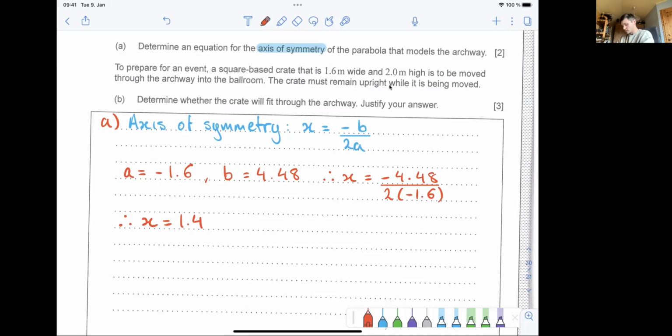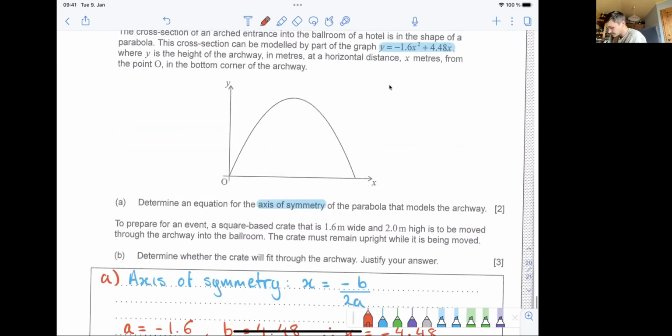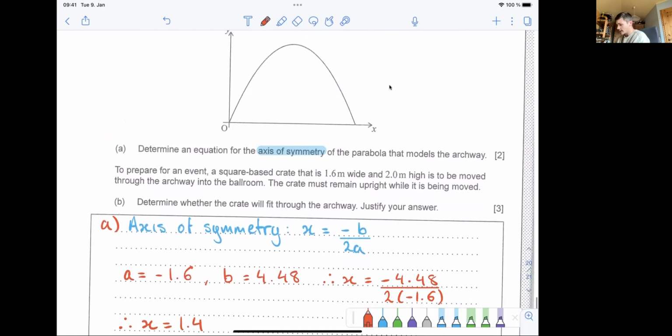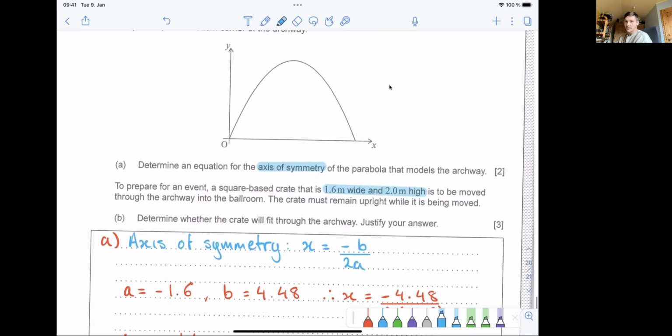All right, let's move on to part B. To prepare an event, a square-based crate that is 1.6 meters wide and 2 meters high is to be moved through the archway into the ballroom. The crate must remain upright while it is being moved. Determine whether the crate will fit through the archway. Justify your answer. So we're told that this crate is 1.6 meters wide and 2 meters high. We're going to be graphing on our calculator.